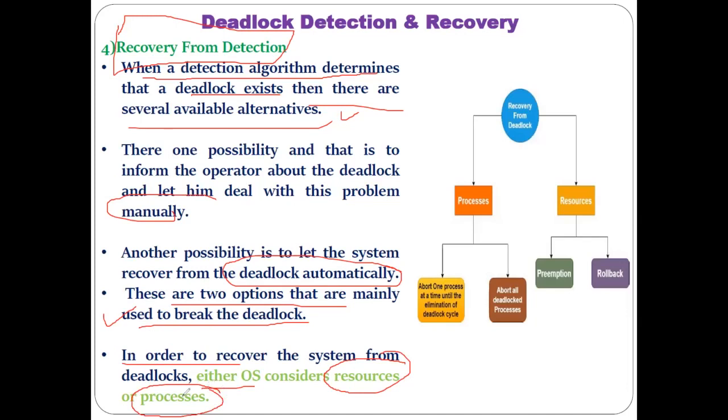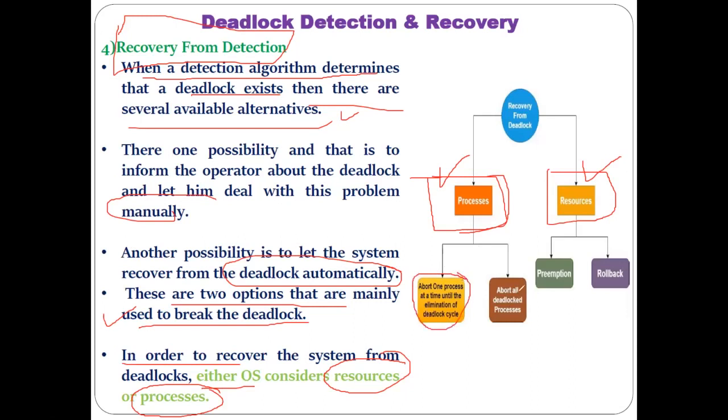So recovery from the deadlock is done by the operating system at two levels. After the detection of the deadlock, recovery can be done by the operating system at two levels. The first level is at the process level and the second level is at the resource level. Understood? So at the process level, killing of the process, one process at a time, is done.